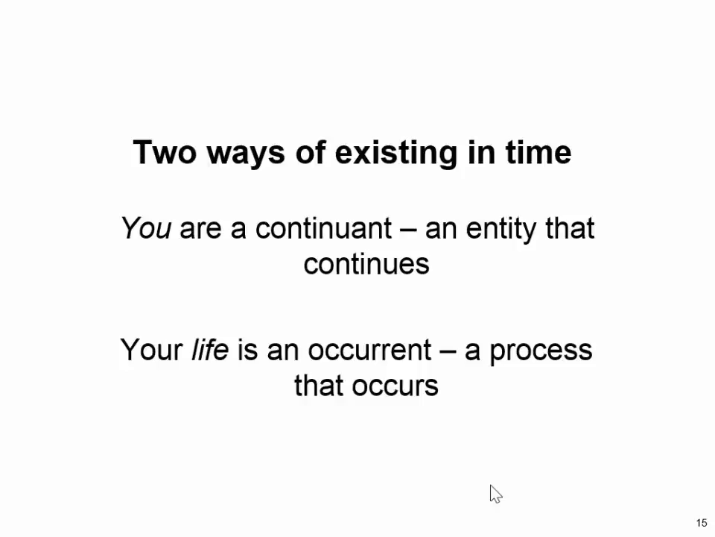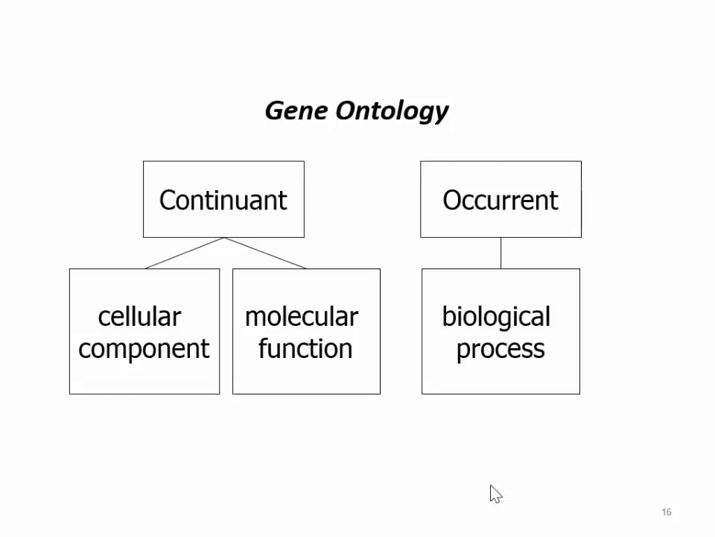Now, this dichotomy between things and processes is absolutely central to BFO. So this is the most basic dichotomy that BFO recognizes, the difference between continuants, which continue, and occurrents, which occur. And this is captured in the gene ontology, at least as some of us would interpret it. We have continuants such as cellular components, and we have occurrents such as biological processes.